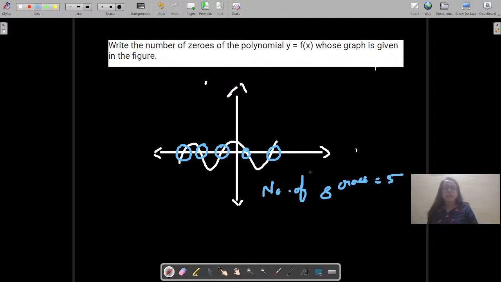Okay, so one polynomial graph we are given. How can we find out the number of zeros from the graph? You just count how many times the curve touches the x-axis. Here you can see 1, 2, 3, 4, 5 times. No need to count the intersecting points on the y-axis. We are counting only the x-axis. Take that number, 1, 2, 3, 4, 5. So the number of zeros here is 5.